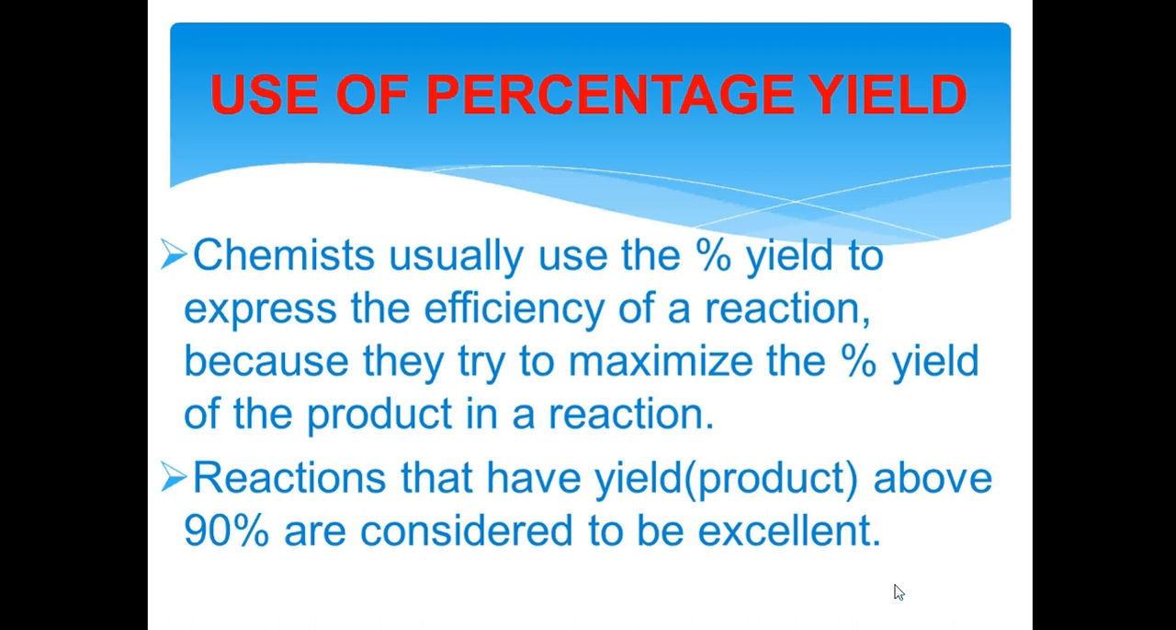Chemists use percentage yield of a reaction in both laboratory as well as in industries, because with the help of percentage yield, chemists determine the efficiency of a reaction. They also try to maximize the percentage yield of a product of a reaction. Those reactions which have 90% yield are considered to be excellent reaction.